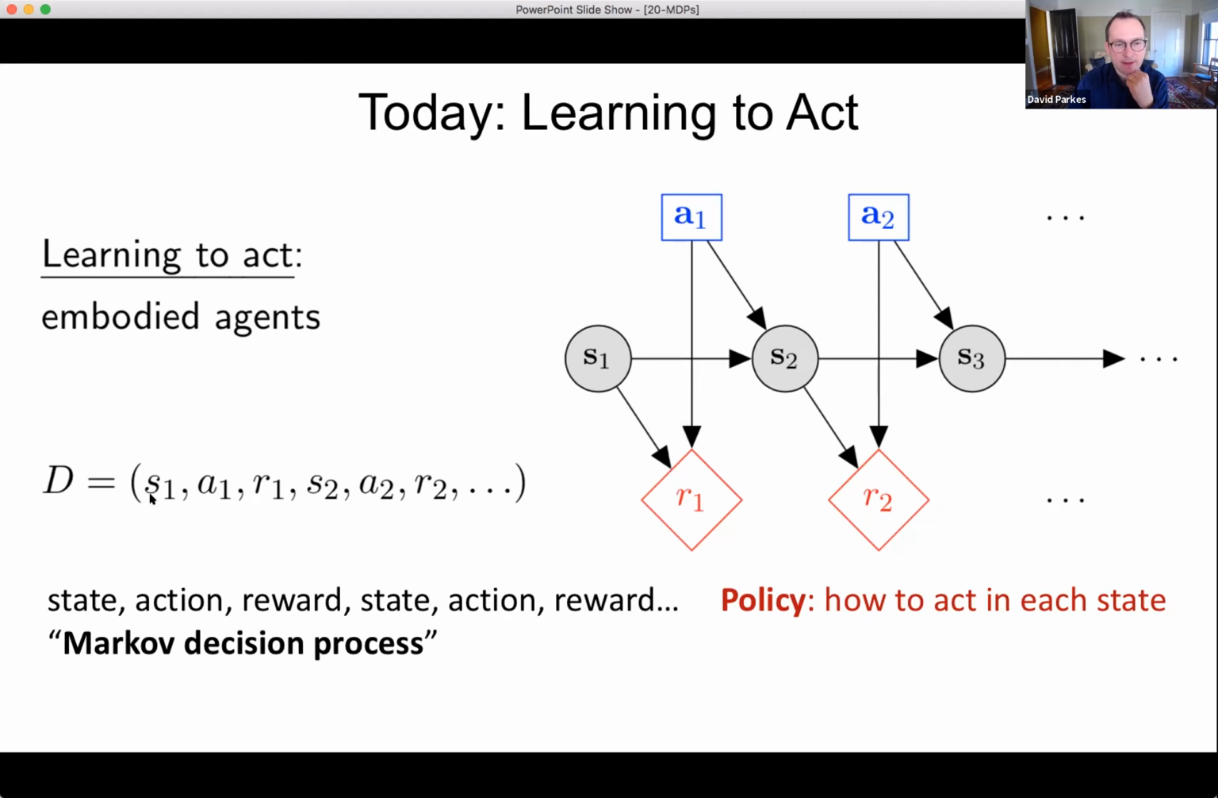And our data is a sequence, SAR, onwards and onwards. State, action, reward, state, action, reward. We'll call this a Markov decision process. We'll formalize this. And the target of learning is a policy. A policy describes a way to act in every state. So you can kind of look at the state, you say, okay, this is the state, here's the action that I want to take in that state. That's the policy.